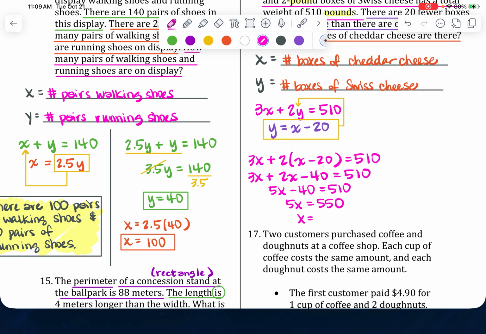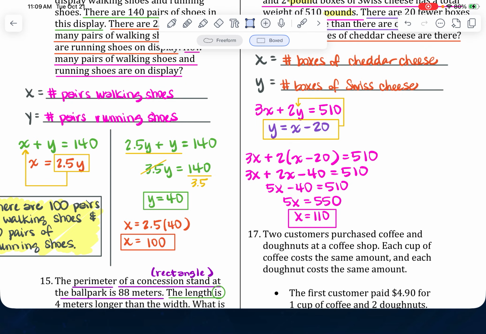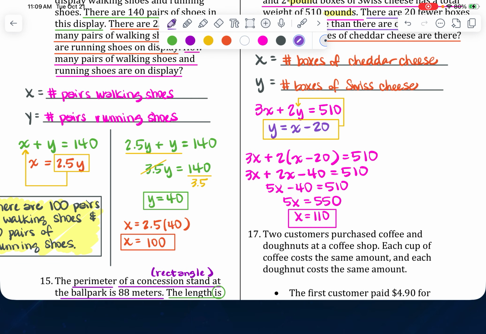And then I'm going to divide by 5, which gives me 110. Again, I know I didn't show all my little interim steps there, but I figure we've done that enough times. We can probably get away from that a little. All right, and then of course I need to solve for y. I'm going to go back up to my y equals equation, right? So if y equals x minus 20, so that would be 110 minus 20, so y equals 90.